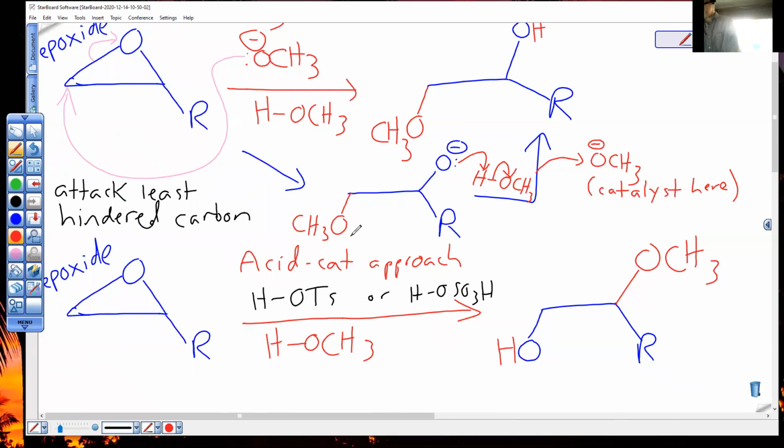Opening epoxides, not a huge deal. Acid-catalyzed approach. There's no way this thing is going to attack any of these carbons because it's not reactive enough. It's a poor nucleophile, not even a medium nucleophile. So it needs help. It needs acid-catalyzed help. What are you going to protonate? Well, got to make the O leave one of the carbons. One way to do so is to protonate it using a strong acid such as HOTS.